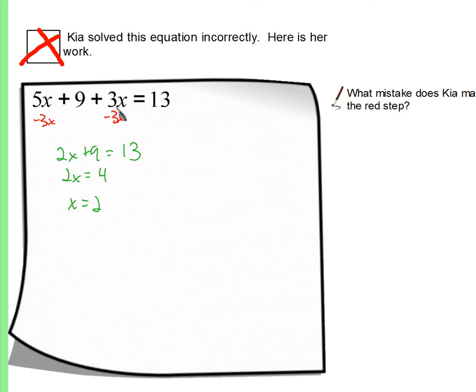Or if they're going to try and combine the 5X with the 3X, they should just use the signs the way they are. They're both on the same side. Right? This would be like we have.